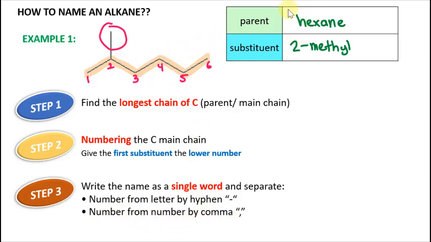Alright, so for this example, we are going to put the substituent on the front. Okay, so we have only one substituent, so it's going to be 2-methylhexane. So the number is separated from the letters by using the hyphen, and all the letters must be written without spacing.